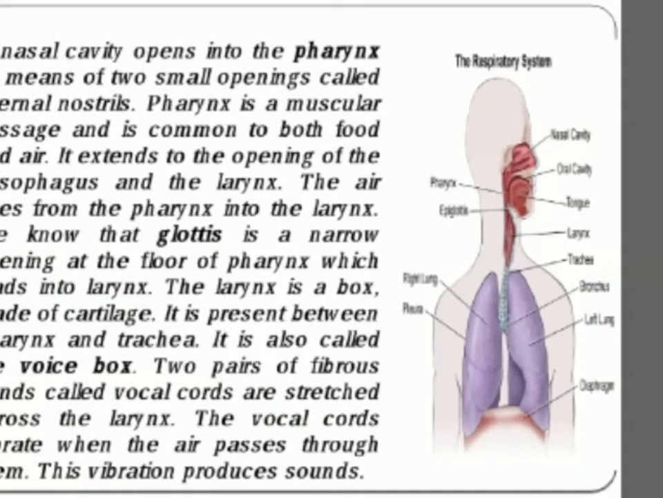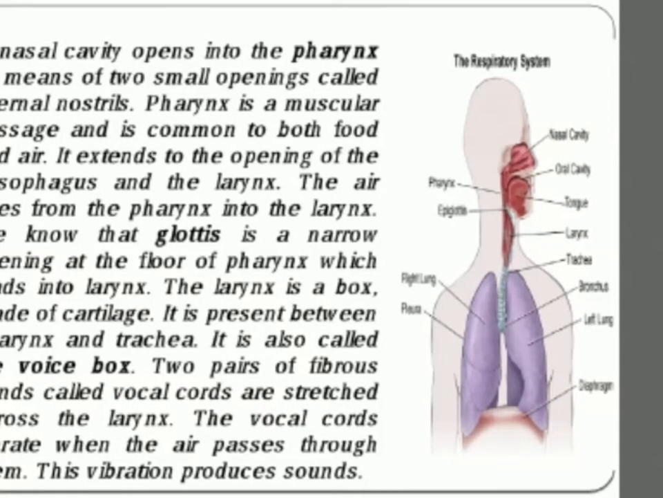Pharynx is a muscular passage, common to both food and air. It extends to the opening of the esophagus, and the larynx.